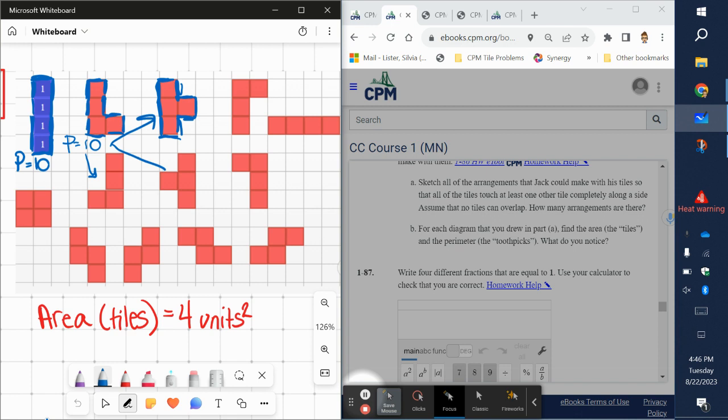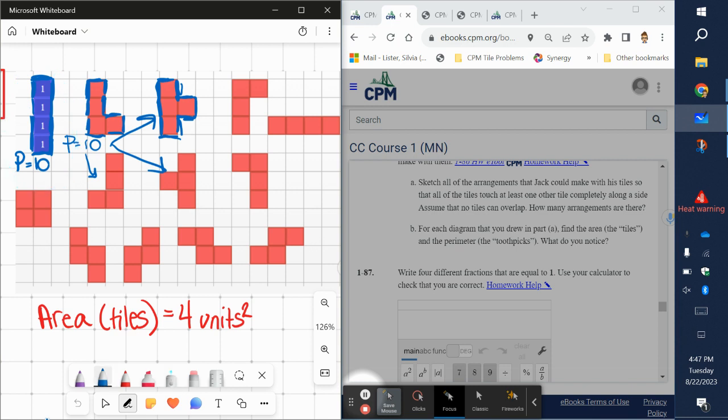So I know that that one's also going to have 10 because that's the same shape, just reflected. And if you want to count, I would be willing to bet that these two have the same number of toothpicks as those two. Because again, they're just different versions reflected or flipped. Similarly, with this one over here that's horizontal, that's going to have the same as the one that's vertical.